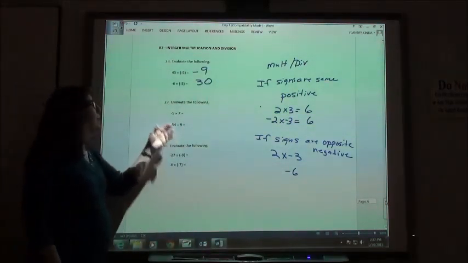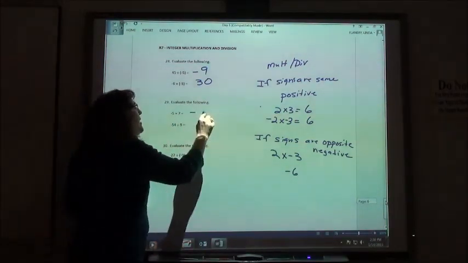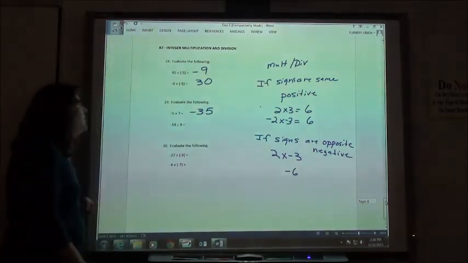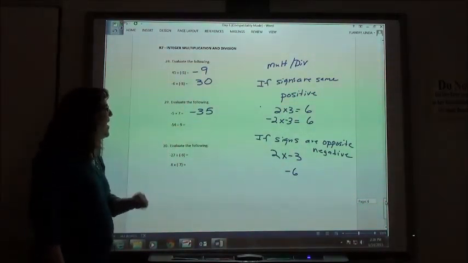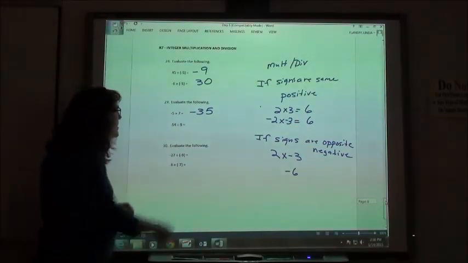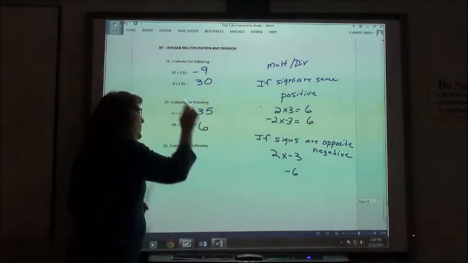Number 29, negative 5 times 7. I have opposite signs. It's going to be negative. 5 times 7 is 35. Negative 54 divided by 9. A negative divided by a positive is going to stay negative. 54 divided by 9 is 6.